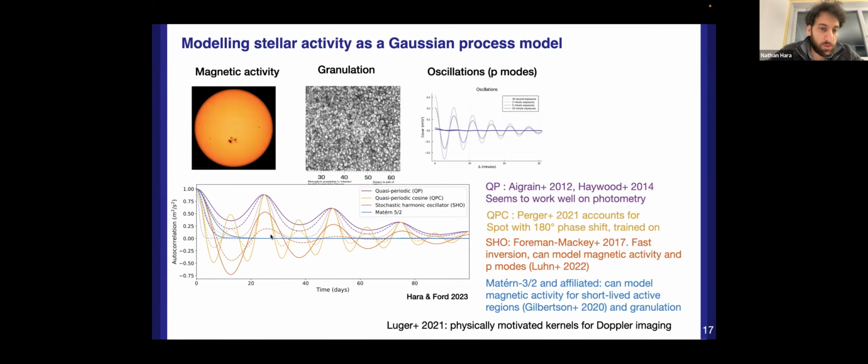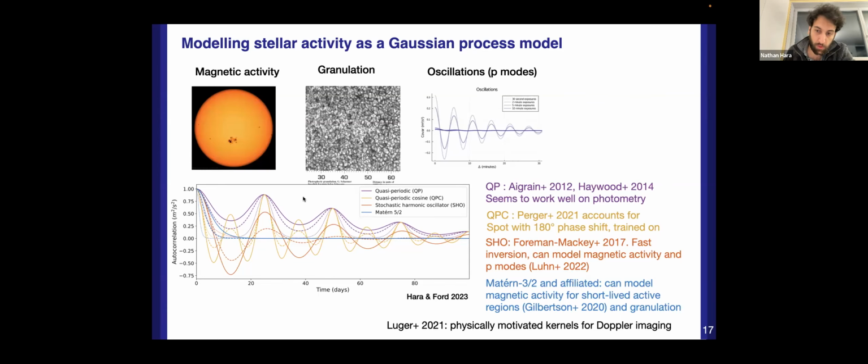And also, you can use a Matern 3-2 kernel to model the stellar activity. And in particular, if you modify it a little bit, you can account for magnetic activity when the spots are short-lived. Because if the spot lifetime is below the stellar rotation period, then you wouldn't see a peak of correlation one stellar rotation later. And finally, in Luger 2021, you have physically motivated kernels.